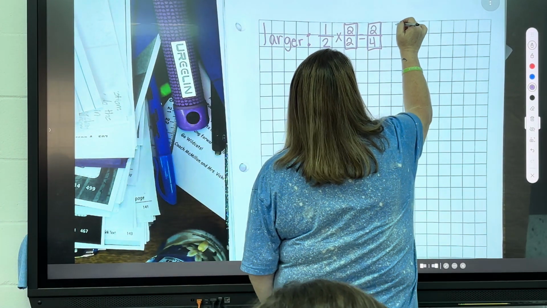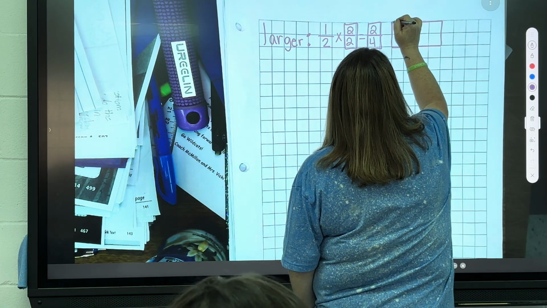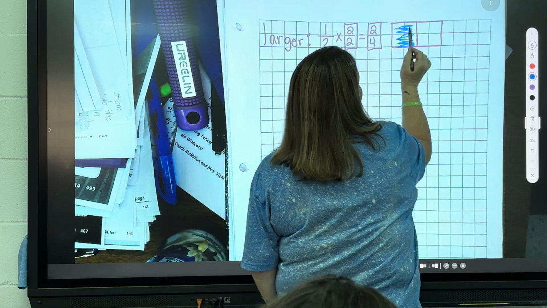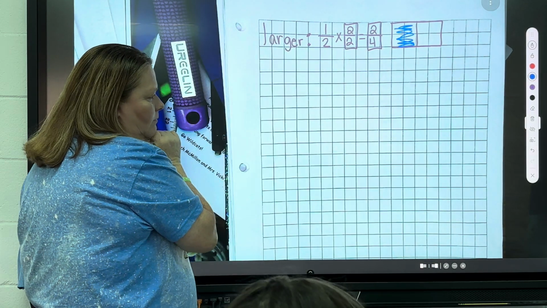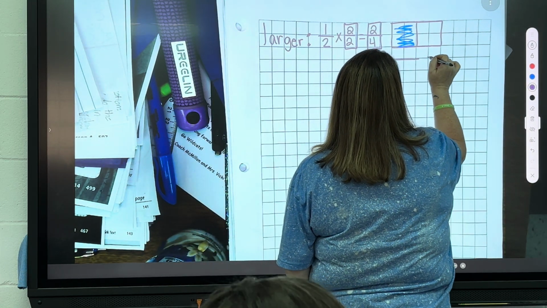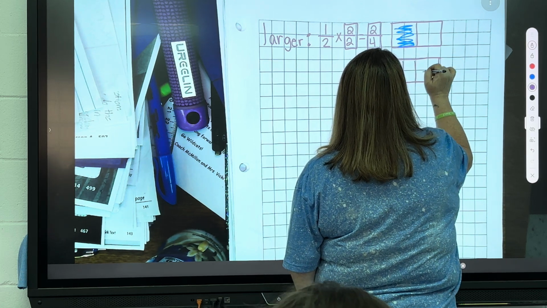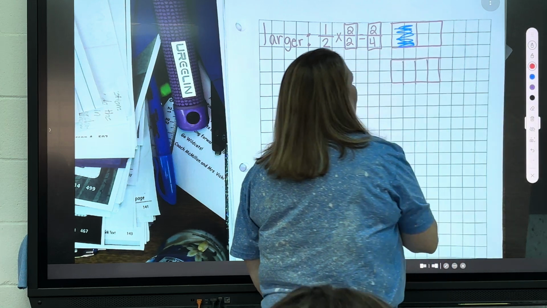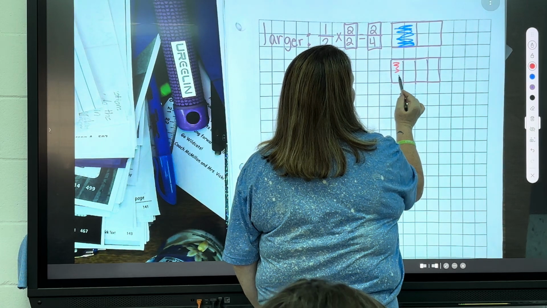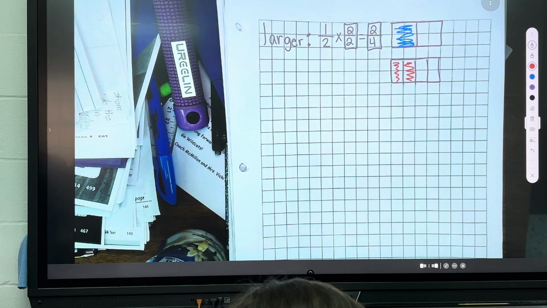We also put our models to represent it. The first model, 1/2. I divided into 2 parts, so it makes it half. And it's important that our models are the same size, same length, and same width. And then the next model, I divide into 4ths, and I shade 2/4. Do I have the same area shaded? Yes. Very good.